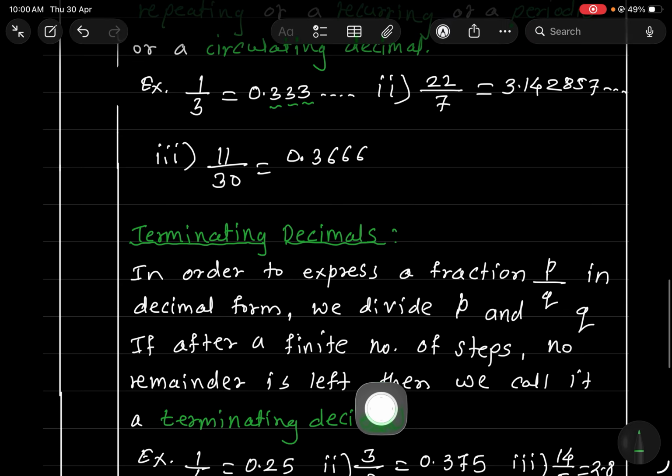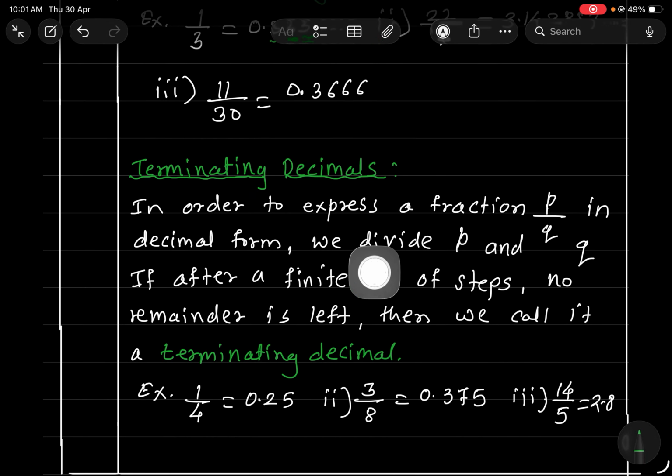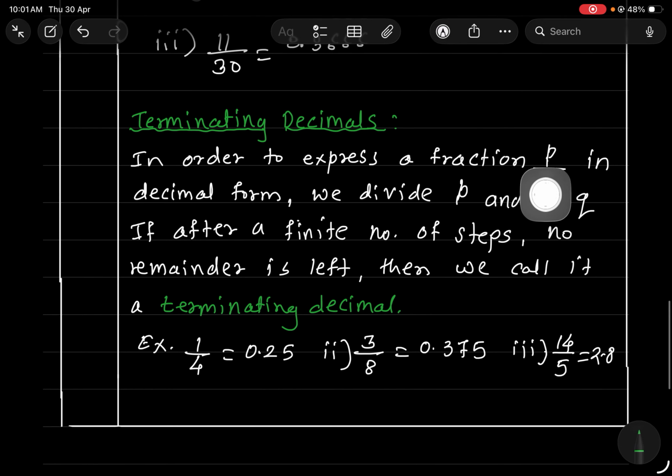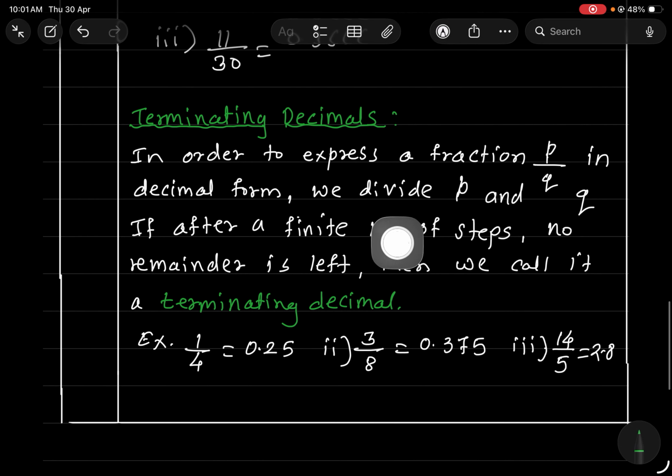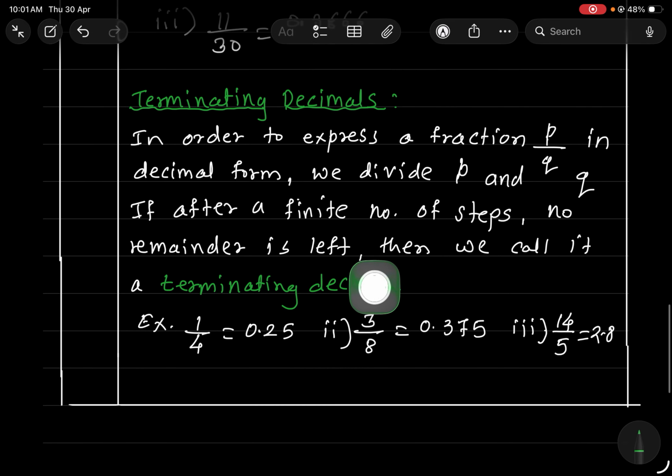Terminating decimal. In order to express a fraction p upon q in decimal form, we divide p by q. If after a finite number of steps the remainder becomes 0, then we call it a terminating decimal. Means what? In order to express a fraction p upon q in decimal form, we divide p by q, but after a finite number of steps the remainder is 0, then we call it terminating.